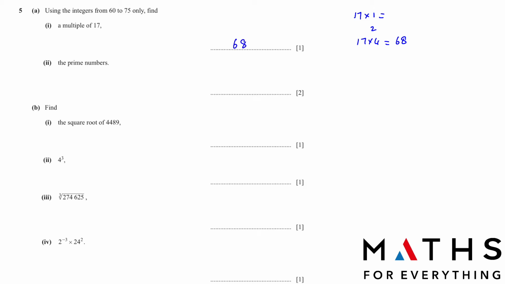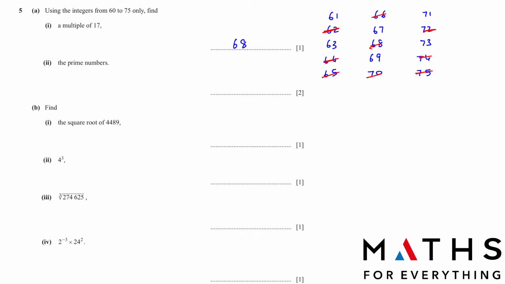And then for A2, we need to write down the prime numbers. Either you know it, or if you don't, write down all the numbers, 61, 62. Prime numbers are those numbers that are only divisible by 1 or itself. So all even numbers are not prime numbers except 2. So we cancel out all our even numbers. So these cannot be prime numbers. Then all the numbers ending with 0 or 5 cannot be prime numbers. So that is cancelled. Now you are left with 61, 63, 67, 69, 71, and 73.